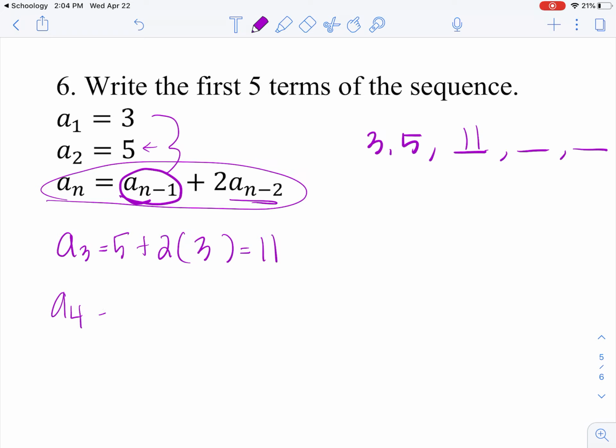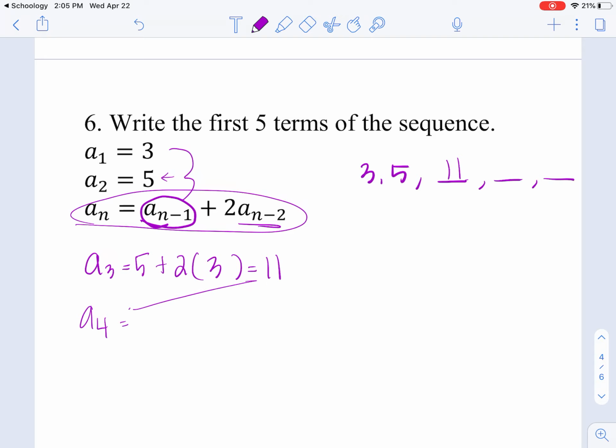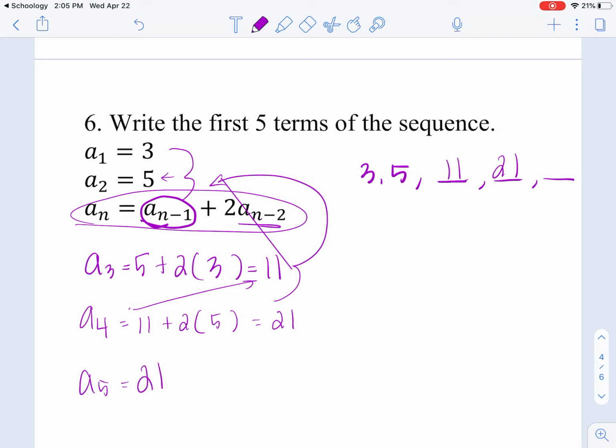All right, next one. A sub 4, take the previous term. Previous term is 11 plus 2 times 2 previous. Right? Ooh, look at that. So 1, 2. That's 5. So that's 21. A sub 5, the previous term, 21, plus 2 times the one previous to the 21, which is 11. So 21 plus 22 is 43. A little mental math there, right?